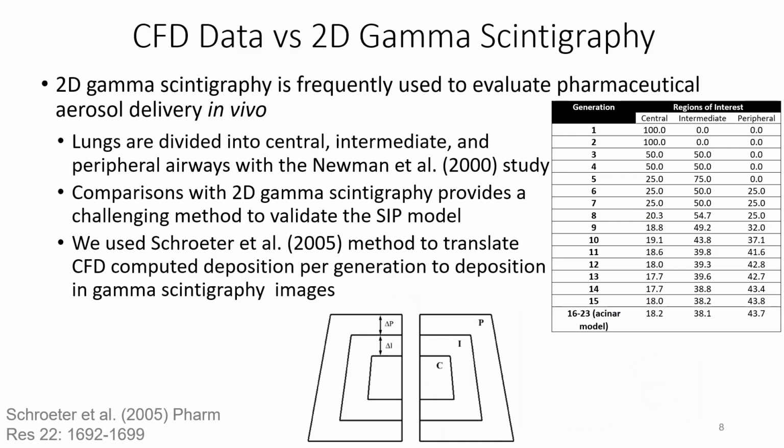One of the main issues in comparing 2D data from gamma scintigraphy with a 3D SIP model is the correct mapping between them, as the lungs are divided into central, intermediate, and peripheral regions in gamma scintigraphy calculations. We have used Schroeter and co-workers' method to translate CFD branch average deposition to deposition from gamma scintigraphy calculations. This table shows how the central, intermediate, and peripheral depositions can be calculated from bifurcation average deposition data.